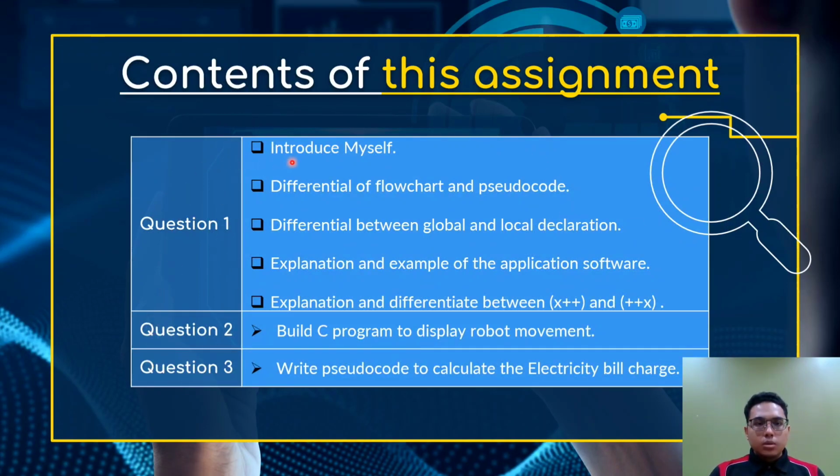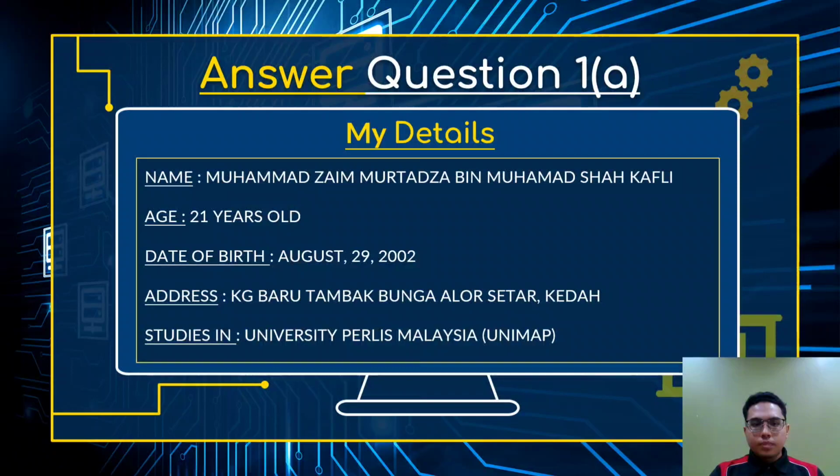For question 1, I introduce myself. I will tell the differences between flowchart and pseudocode, the difference between global and local declaration, an explanation and example of application software, and an explanation and differentiation between x++ and ++x. Then build a C program to display the robot movement, and write a pseudocode to calculate the electricity bill charge.